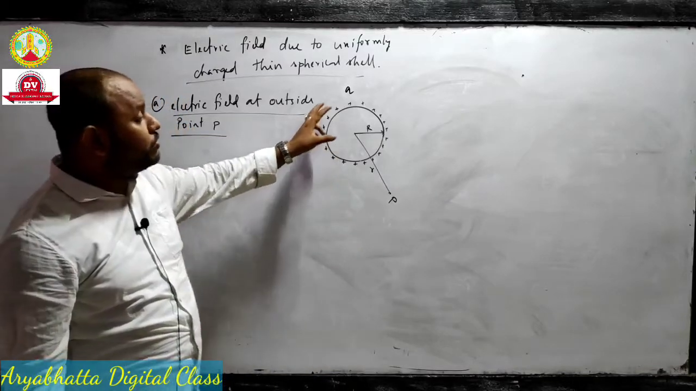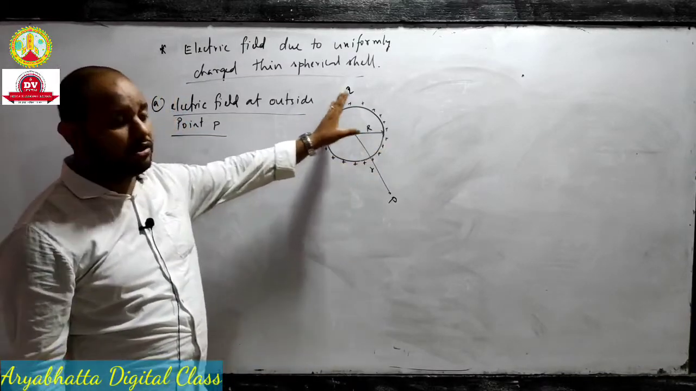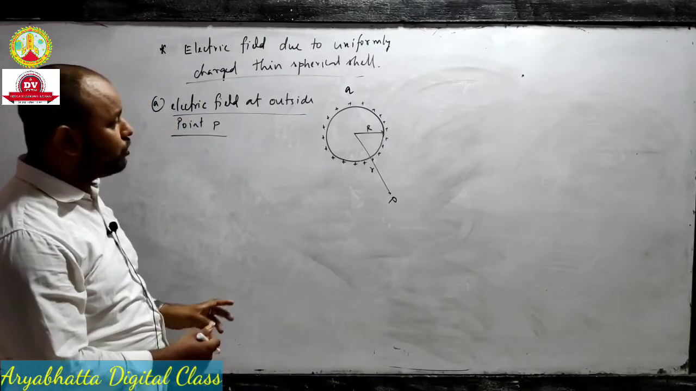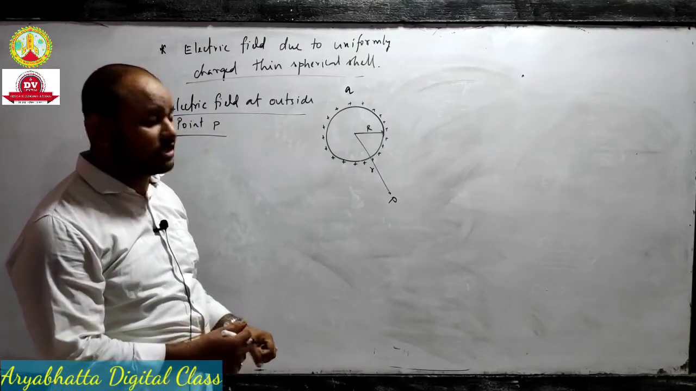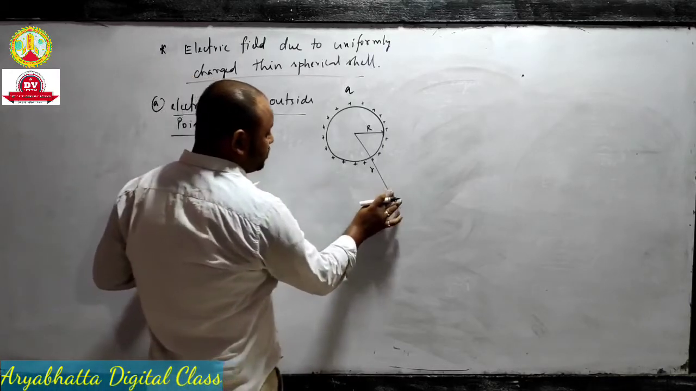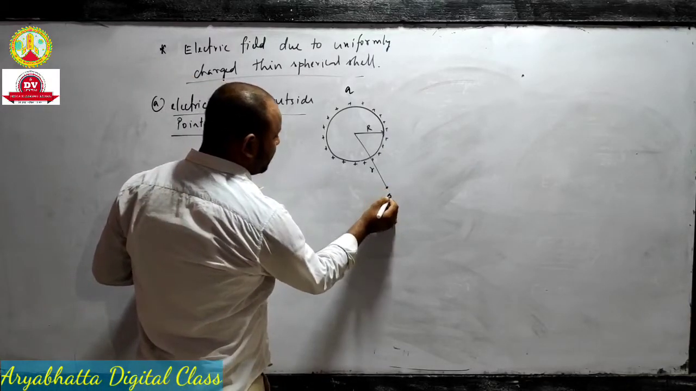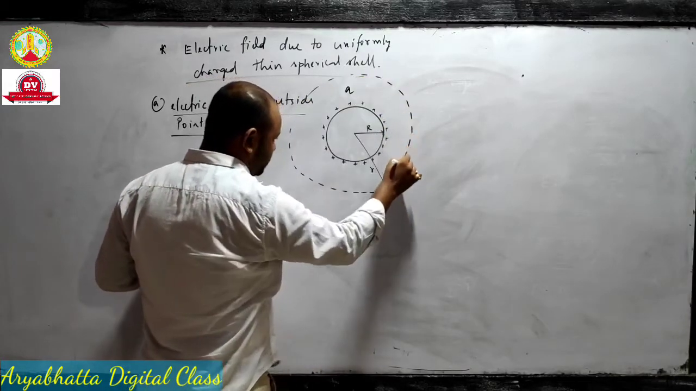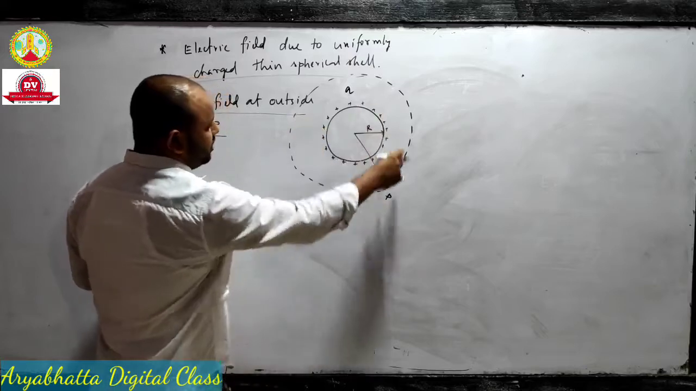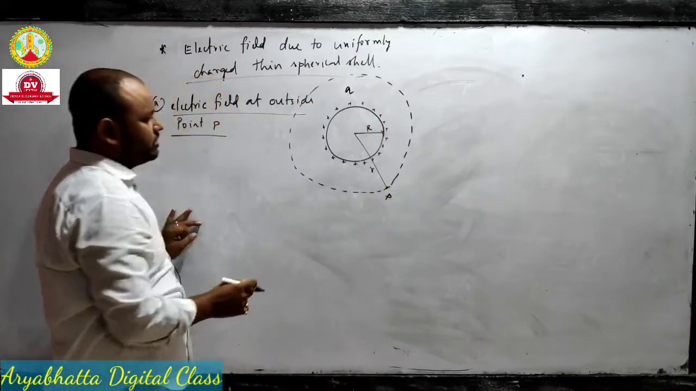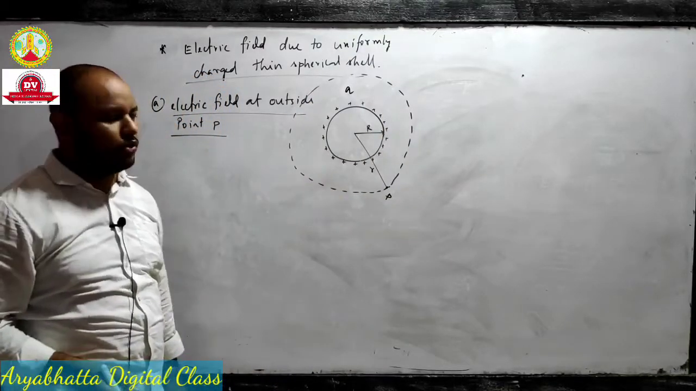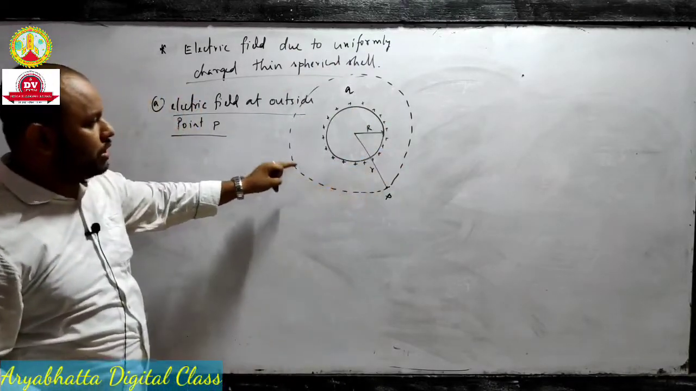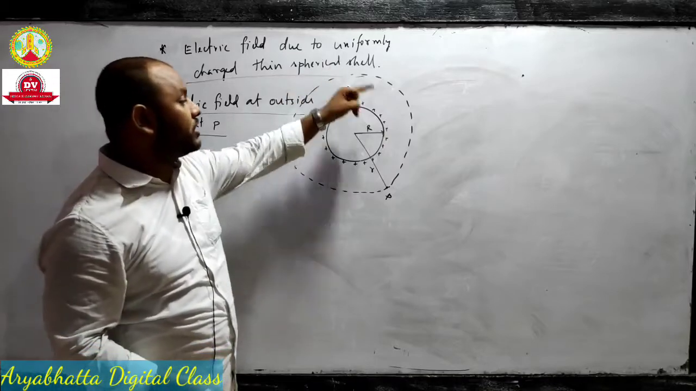We cannot use Coulomb's law because the charges are uniformly distributed. We need to apply Gauss's theorem. For Gauss's theorem we need a Gaussian surface. So here we have considered a spherical Gaussian surface of radius r. This Gaussian surface will enclose the total charge Q.